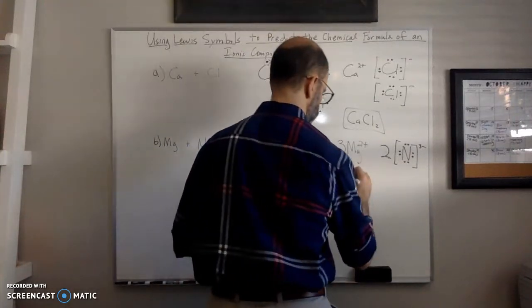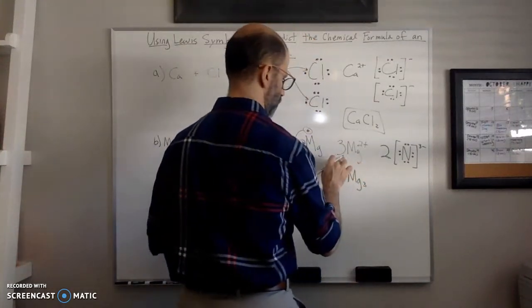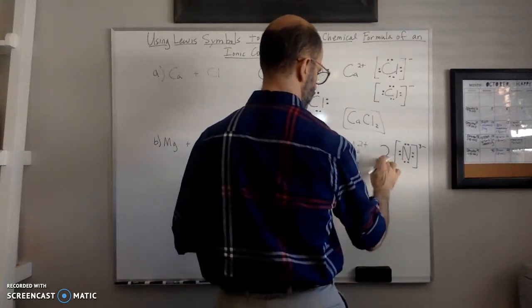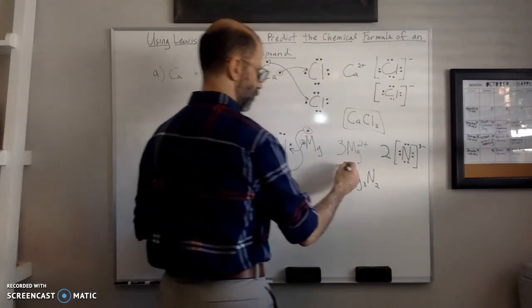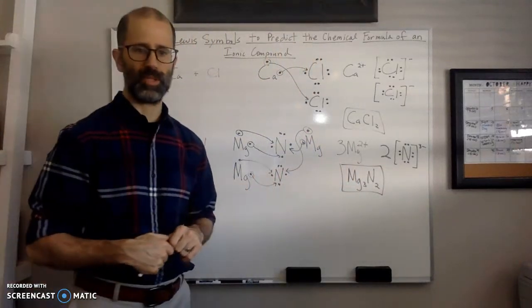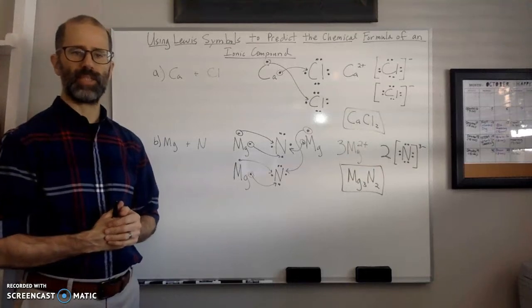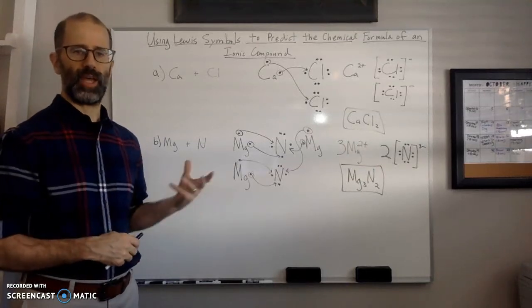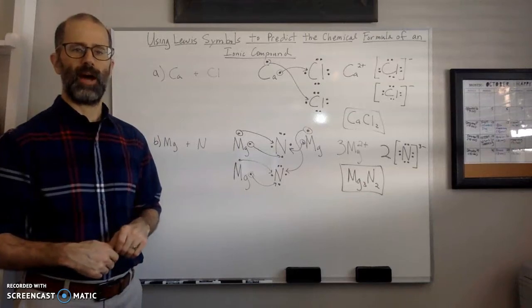So the formula is going to be Mg3, because we have 3 magnesium ions, and N2. So this would be the predicted formula for this substance. So I hope you found this insightful and helpful. This is the way you use Lewis symbols to predict formulas.